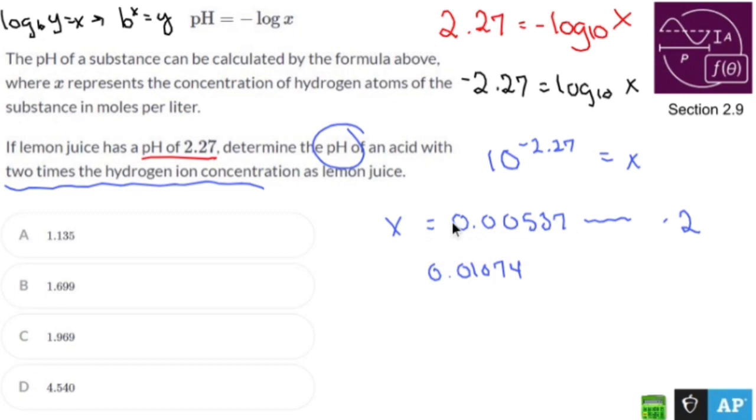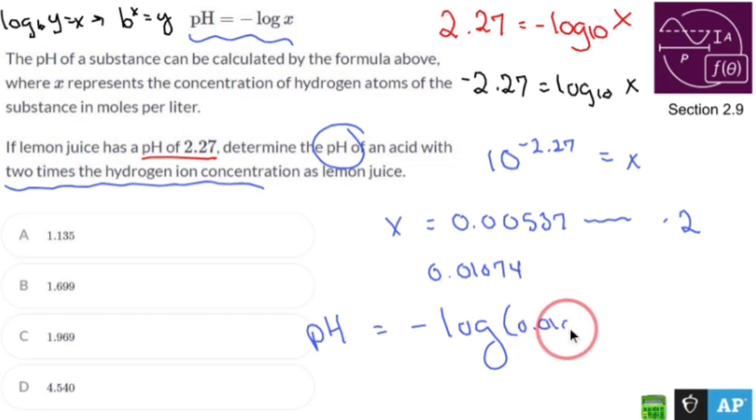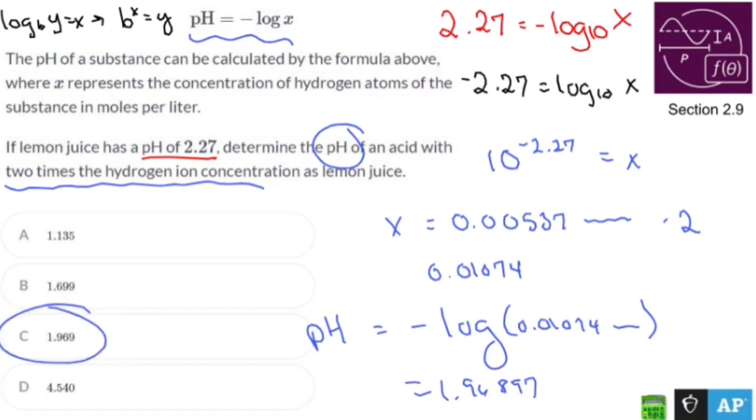So an acid with 2 times that has this concentration, and I need to find the pH of that. What I did is I said pH equals, and I typed out negative log base 10 of 0.01074, and so on. I got 1.96897, and so on, which ended up being C. So very unique and challenging problem, pretty difficult stuff.